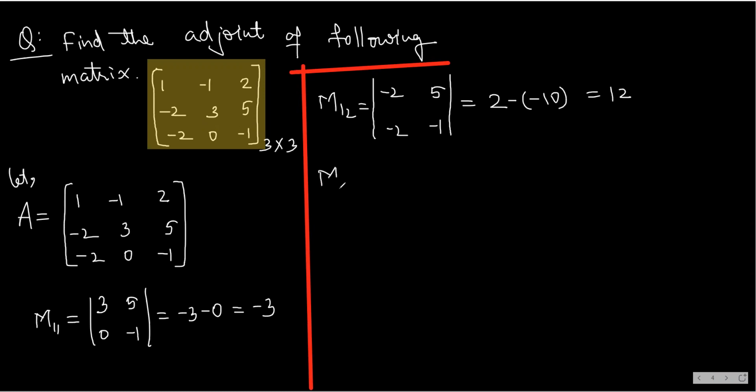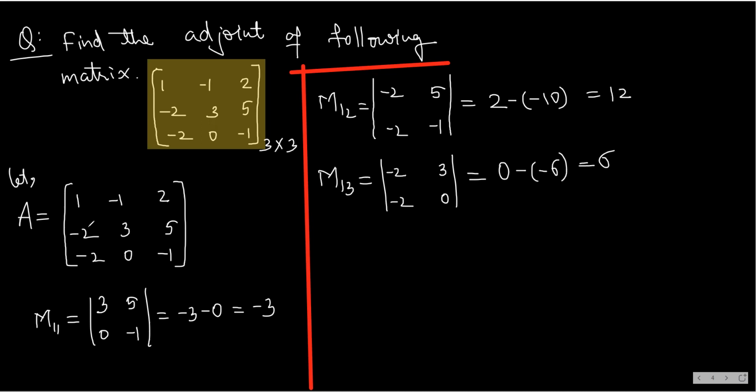Then you have M13. M13 is the minor of A13. This is A13. So what you will do? Yes, you will ignore this and this. When you do that, you get the minor determinant -2, 3, -2, 0. So you get 0 minus of -6, that is 6.